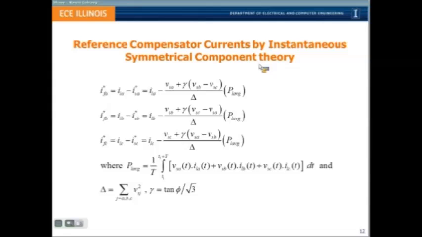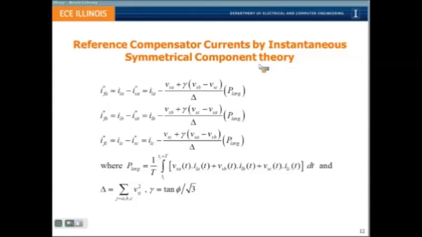vsa squared plus vsb squared plus vsc squared. In a three-phase system, again the beauty is that this component is always 1.5 Vm squared. You can do the math and find it. It's always 1.5 times Vm squared, where Vm is the maximum value of the voltage. So if we assume the voltage is not going to change, we can as well not do this computation on the DSP, because you don't have to sense the voltages. You can just plug in 1.5 Vm squared directly.